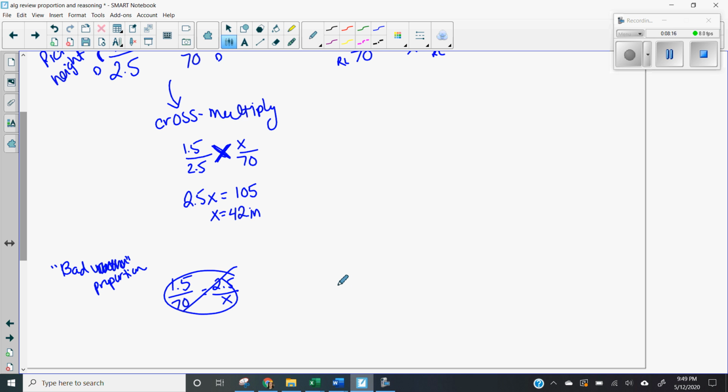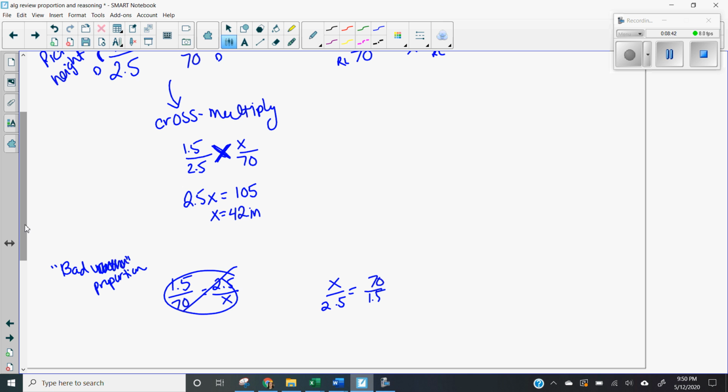Okay, let me think of another bad one here. Let's see if we did x to 2.5 equals 70 over 1.5. Right, I just have the reciprocals and kind of flip-flop. So this is still Emma in real life, Dan in the picture. I don't want them on the same side. Dan in real life, Emma in the picture. Too many things jumbled around there.